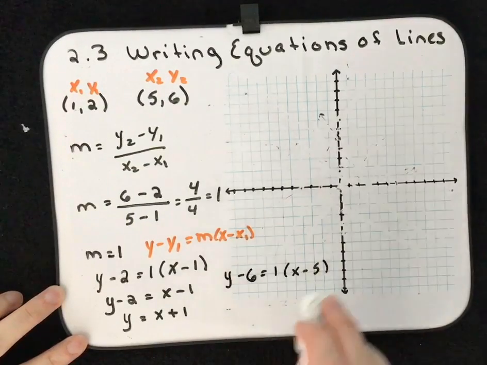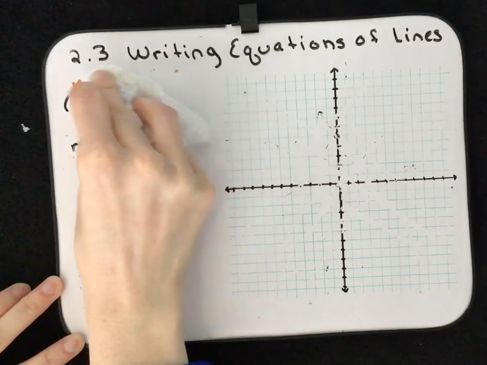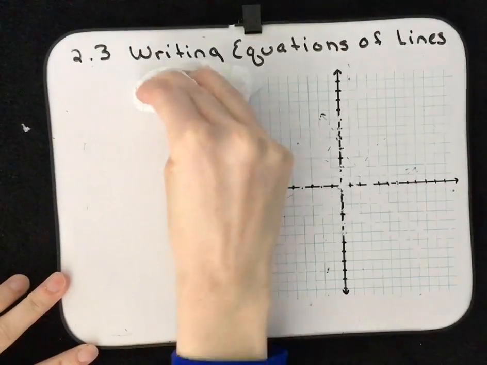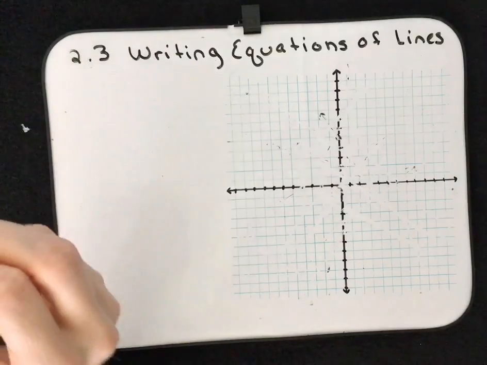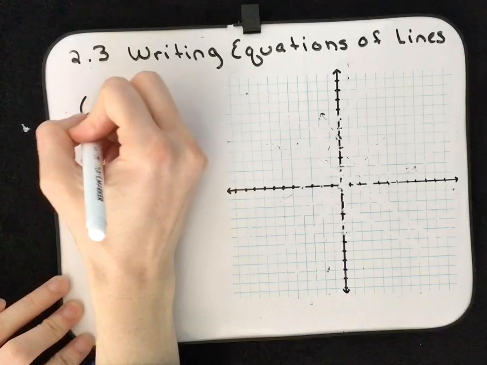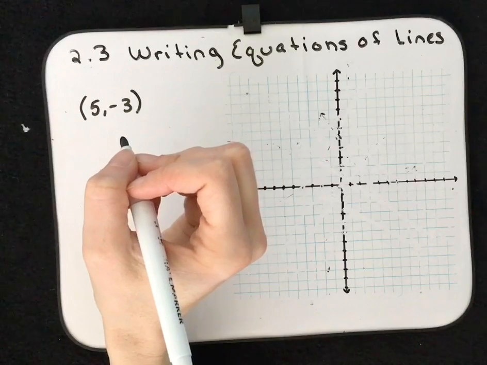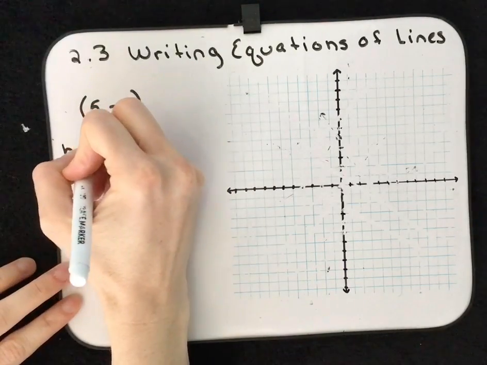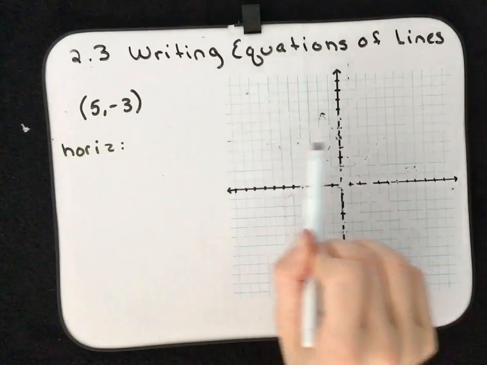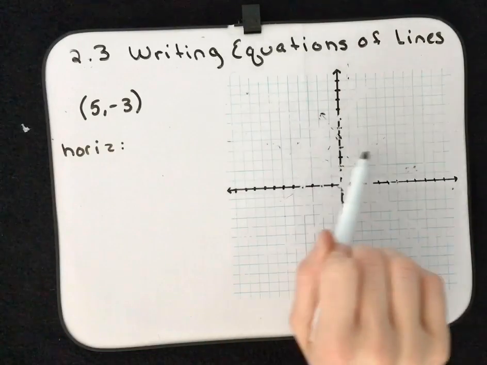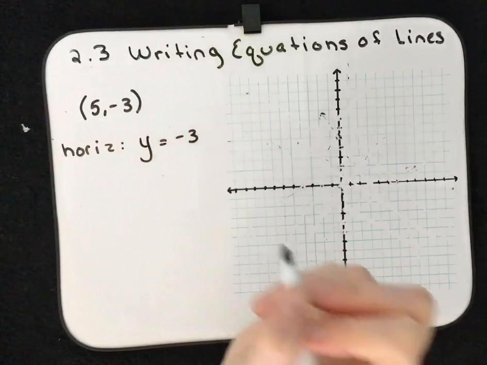When we looked at section 2, we briefly looked at horizontal and vertical lines. So let's go back over that really quickly to make sure that everyone remembers. If you are given the point 5, negative 3, and you are asked for a horizontal line that passes through this point, what would that be? A horizontal line that goes this way. So that means that no matter what x you're using, the y is going to stay the same. So y will stay negative 3.